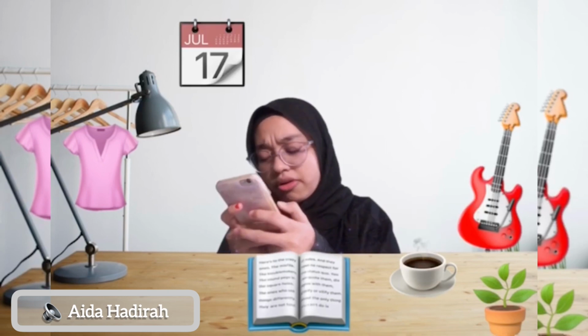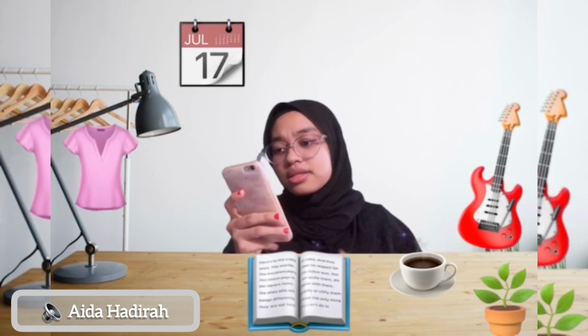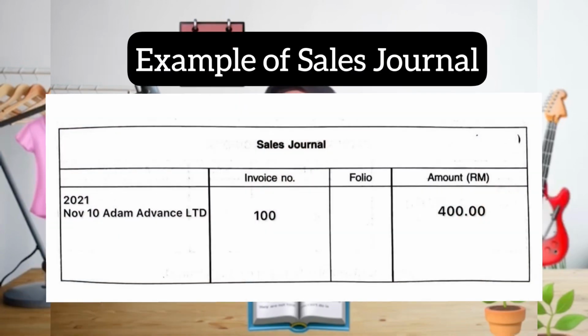What is the book of prime entry for credit sales and credit purchases? Oh, the book of prime entry for credit sales is the sales journal. A sales journal is also known as a sales daybook, and it is used to record credit sales of business inventory only. The credit sales of non-current assets cannot be recorded in the sales journal. It is written out from invoices issued to customers.